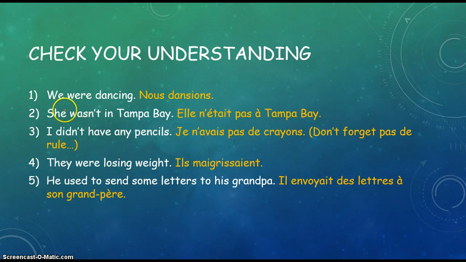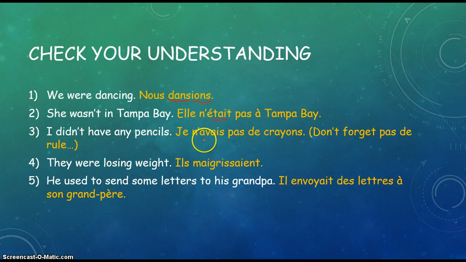Notice in number 1, we were dancing. The verb was danser. We applied all of our steps. We have our subject, we have our stem, and we have our imperfect ending. The same is true for number 2. We have our subject, we have our irregular stem of ét, and we applied our imperfect ending. Notice because this verb is in the negative, you always sandwich the verb in between ne and pas. Because été begins with a vowel, we had to use n apostrophe as opposed to ne.